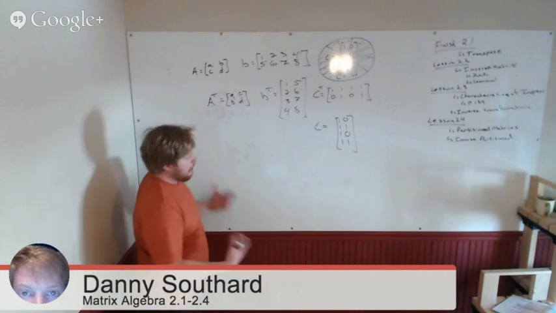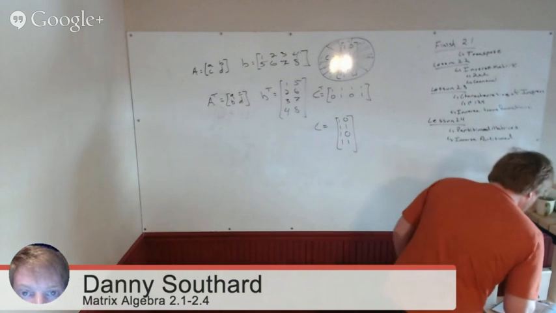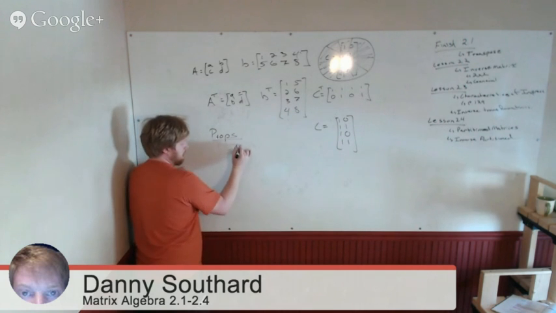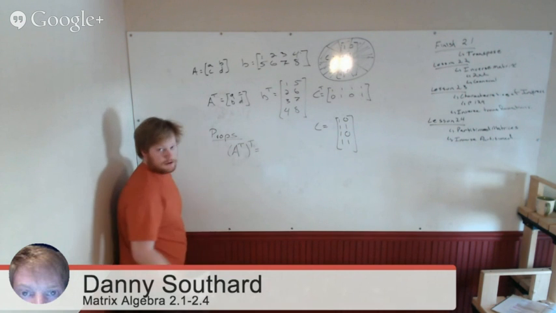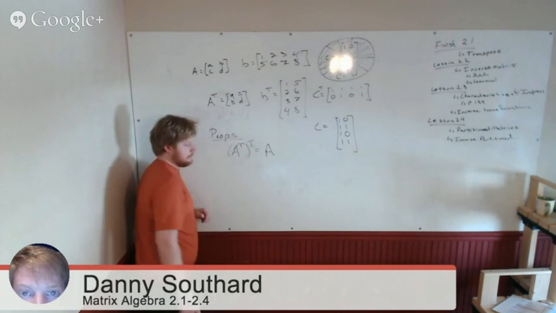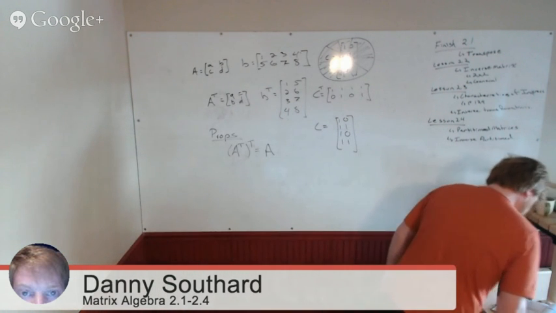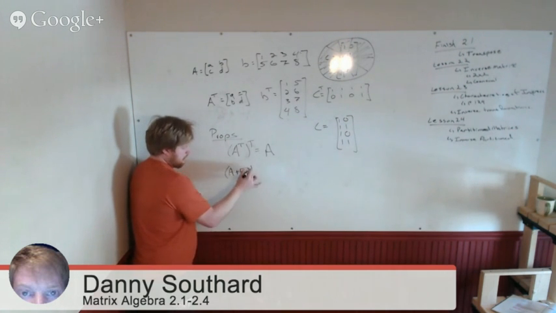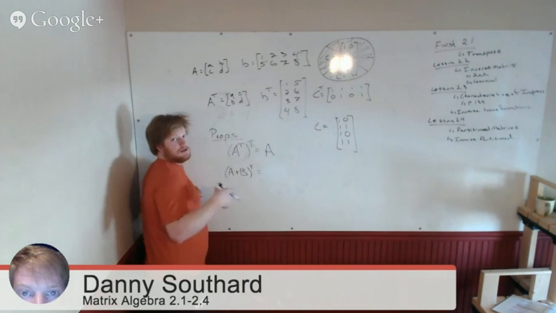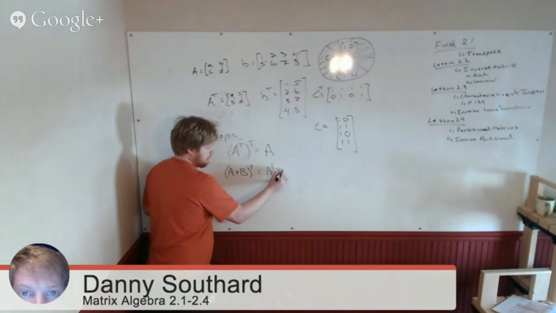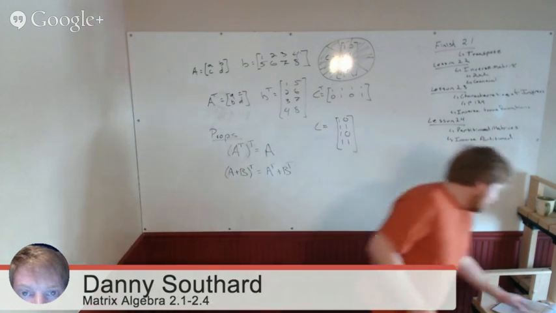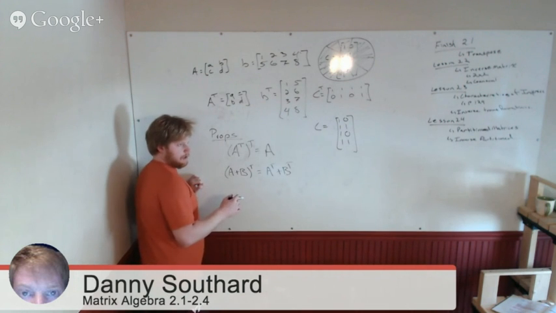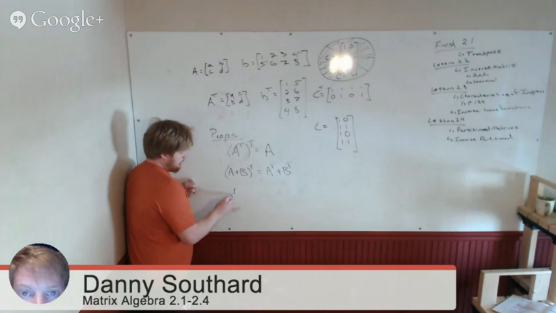Now, there are some interesting properties of transposed matrices. Obviously, the transpose of the transpose is the original matrix. Assuming A and B can be added, the transpose of the sum of matrices is the sum of the transposes. It works with scalar multiplication as well. That's not too interesting, but what is interesting is the multiplication.